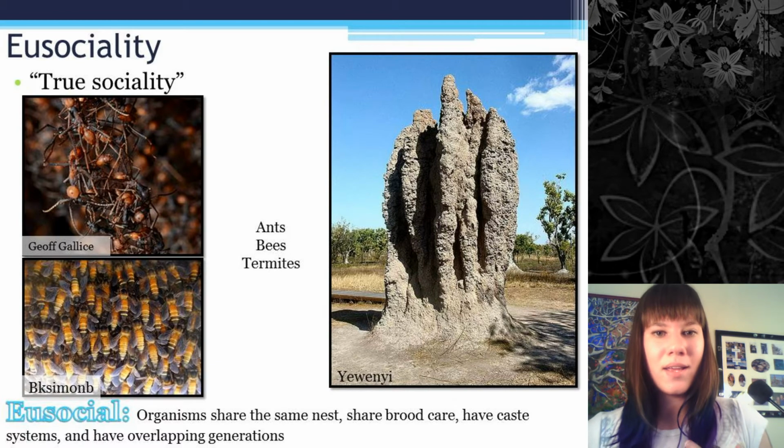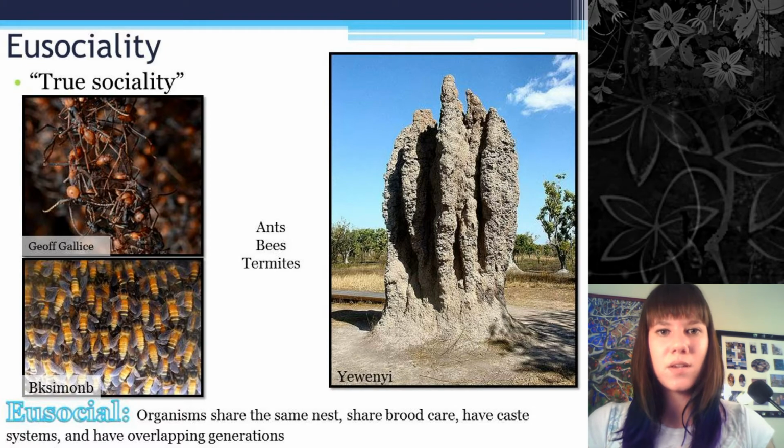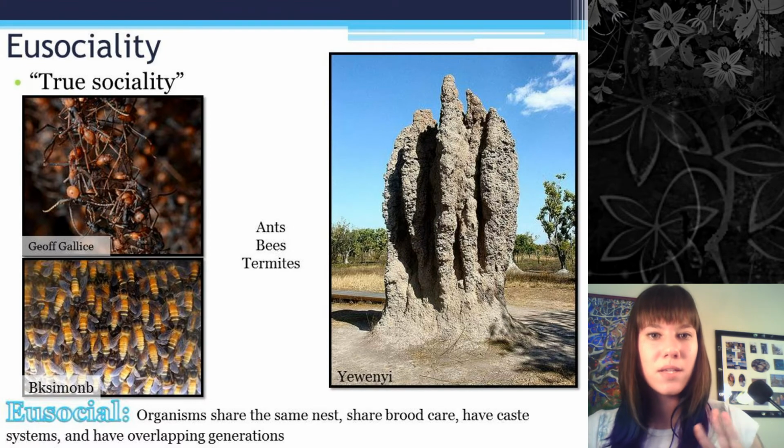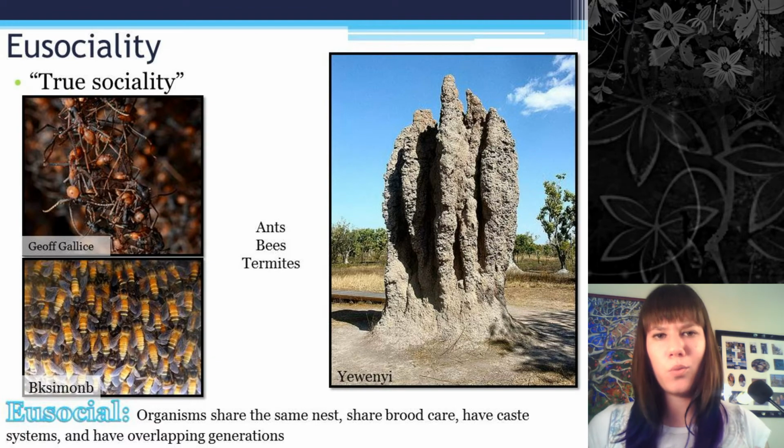Some of the good examples of eusocial insects are obviously your wasps. Termites are eusocial, honeybees are eusocial, and then there are some kind of weird ones as well.